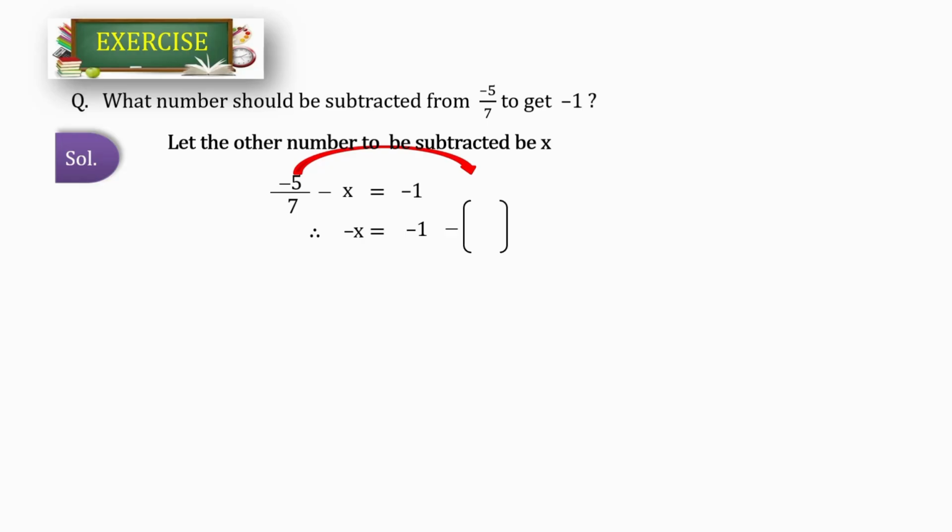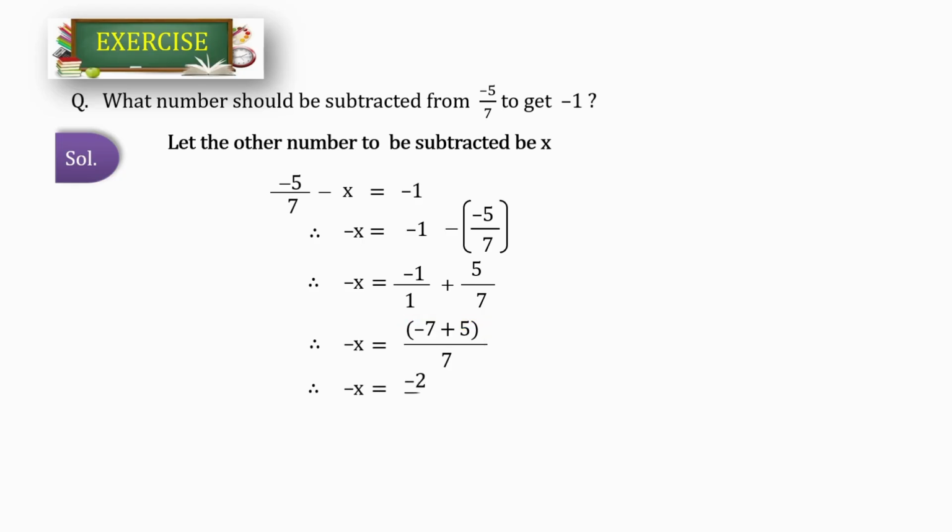So if we transpose, this will be minus of minus 5 by 7. So we got the value minus x equal to minus 2 by 7. So x equal to 2 by 7. So hence the required number is 2 by 7.